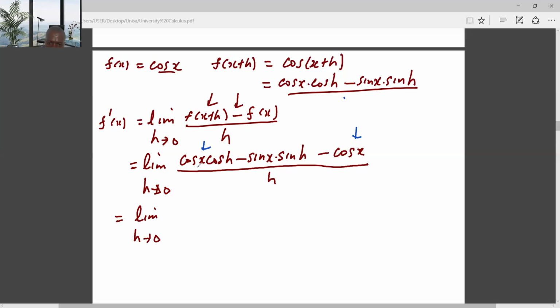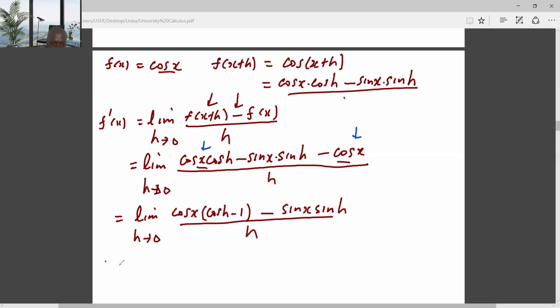So what is the common factor between these two? It's cos x. So if you are pulling cos x out, you're going to remain with what? Cos h minus 1. Then this is just standing alone: sin x sin h. Then now everything divided by h.